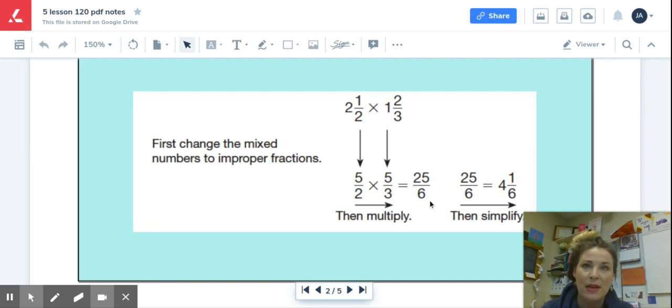And the way that we turn that back into a mixed number is ask ourselves, well, how many groups of 6 can fit into 25? So I start thinking about my multiples of 6. And I know that 6 times 4 is 24, and that's as close as I'm going to get without going over. So that's why my whole number here becomes a 4.